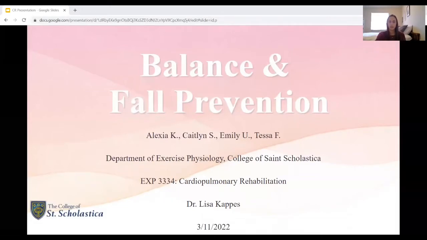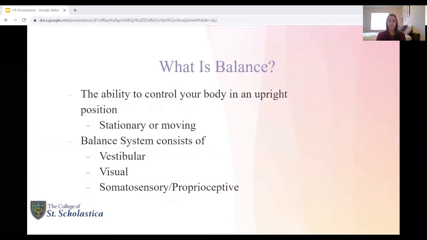Today we will be doing a presentation on balance and fall prevention. First off, what is balance? It's the ability to control your body in an upright position, either stationary or moving. The balance system consists of three components: vestibular, visual, and somatosensory, also known as proprioceptive.